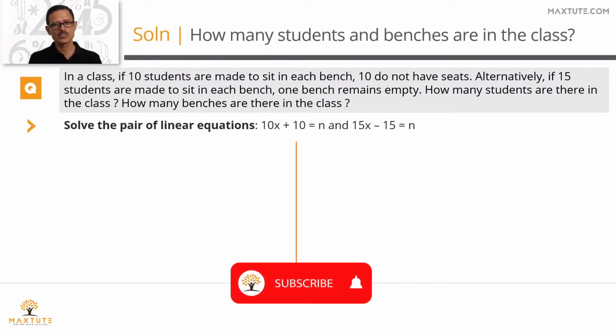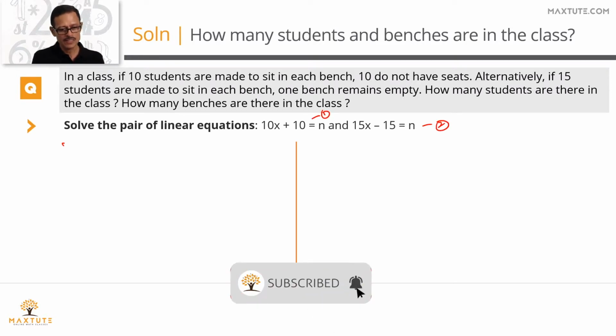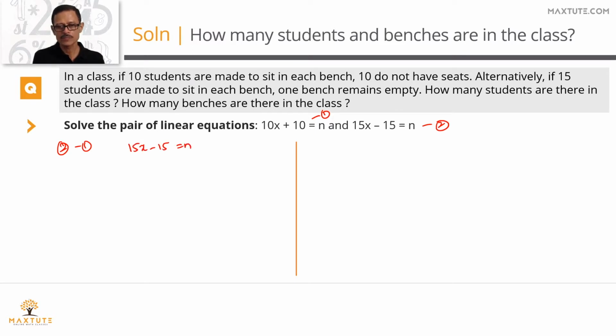Let's do that in this step. We're going to be solving these two equations. We said this is equation 2. We said this is equation 1. Let's subtract equation 1 from equation 2. Equation 2 is 15x minus 15 equals n. Equation 1 is 10x plus 10 equals n. Subtract the first equation from the second one.